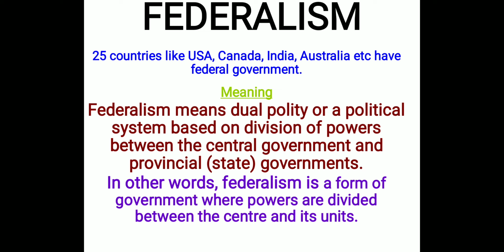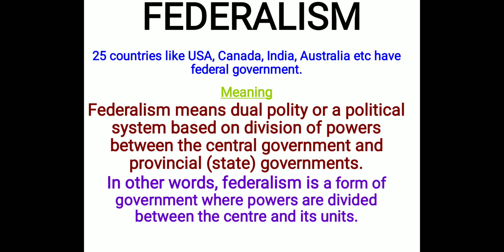As far as its meaning is concerned, its meaning is very simple. Federalism means dual polity, or a political system based on division of powers between the central government and provincial or the state governments. In a federal form of government, there are two types of governments. The governments are found at two levels. It means in a federal form of government, there are two levels of government.